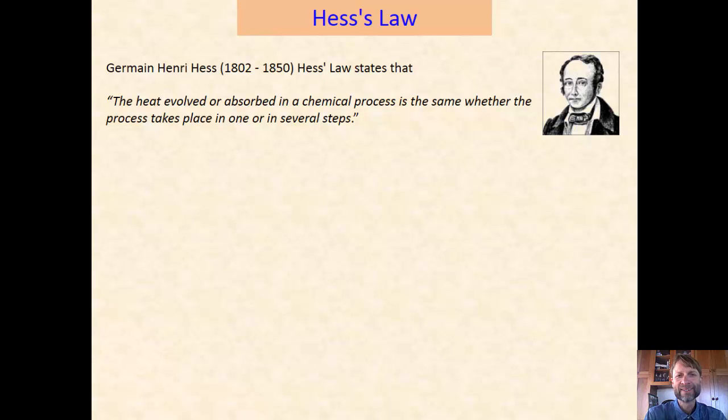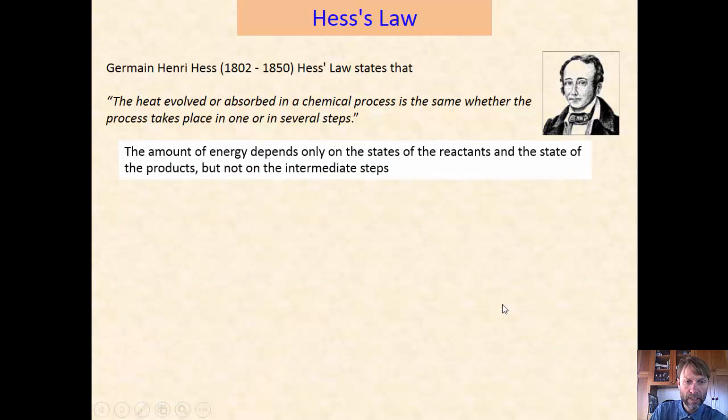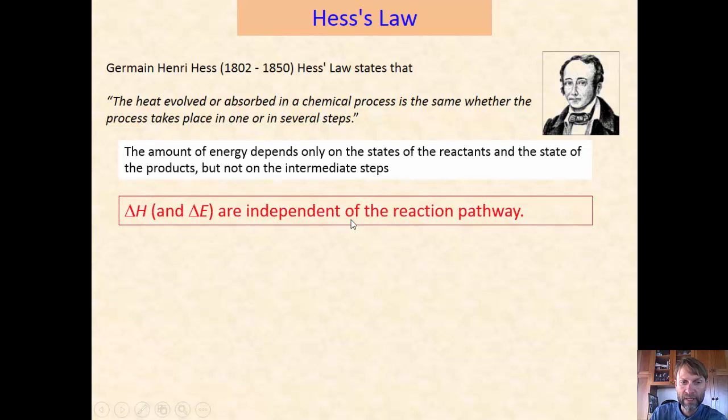Germain Henri Hess made one of the great discoveries in thermodynamics. He found that the heat evolved or absorbed in a chemical process is the same whether the process takes place in one or several steps. This is because the amount of energy depends only on the states of the reactants and the states of the products, but not on the intermediate steps. Delta H and delta E are independent of reaction pathway.